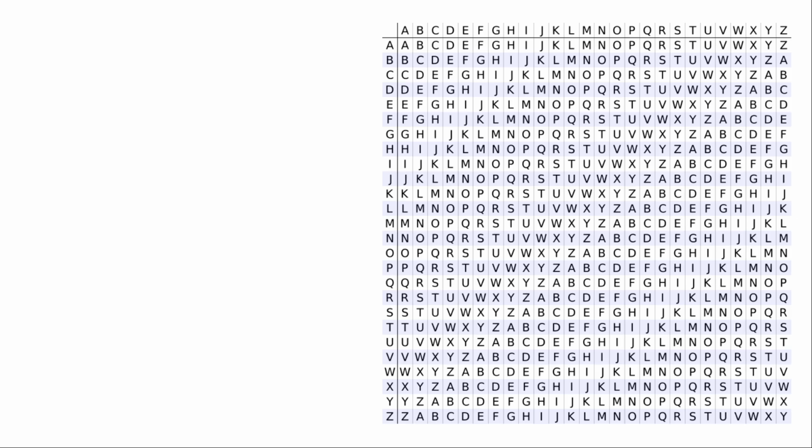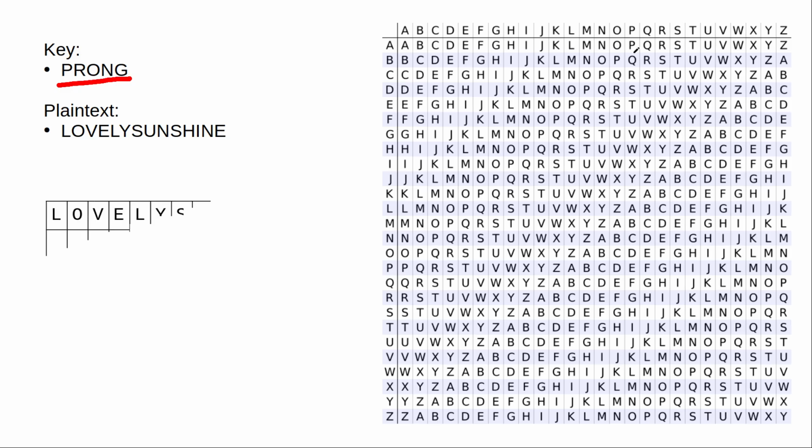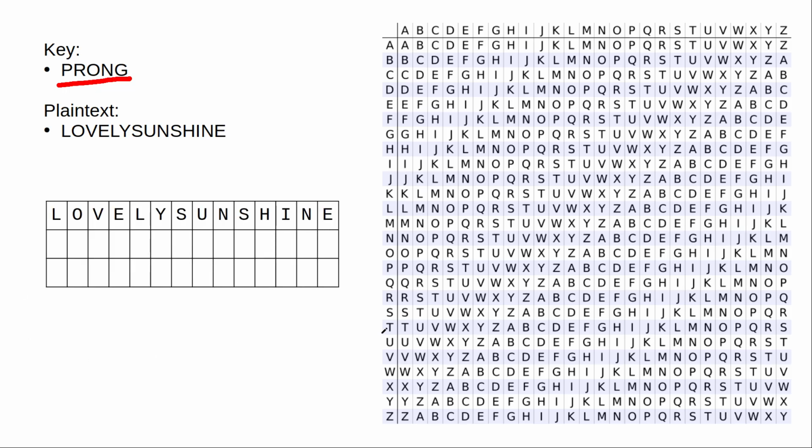So for our first example, let's use a keyword. I've picked PRONG to be our keyword right here. And our plain text will be "lovely sunshine" because sunshine is pretty lovely outside, especially at this time of the day. So we're going to use this table.